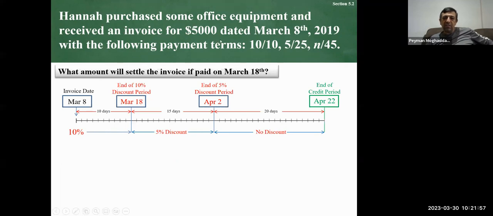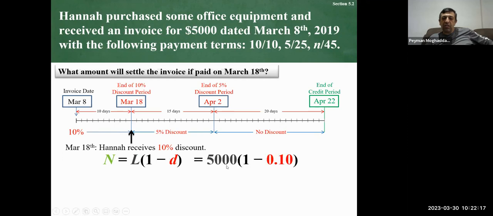So March 18, last day of the 10% discount, you get 10% off $5,000. 10% of $5,000 is $500. You deduct it from 5,000, it's going to be 4,500. Or you can just use the equation: the net price is the price times 1 minus the discount. You use the 10% discount, the price is 5,000, and after discount you get 4,500. Either way is right, or you just do it by hand: 5,000 multiplied by 90%, 0.9, is going to be 4,500.